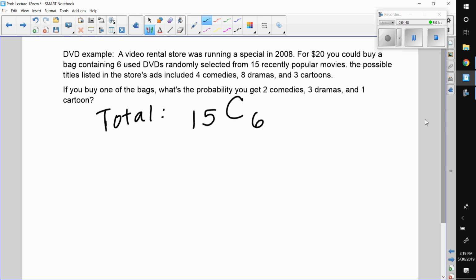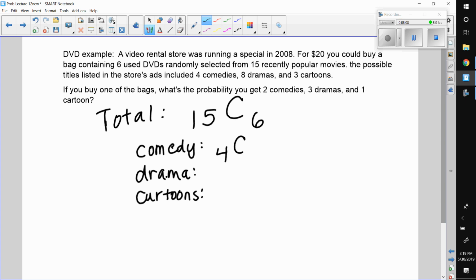So we've got 15 combinations of 6, and then we want to go by each of their separate things. We've got comedy, drama, and cartoons. They told you the total. The total amount of comedies that you could have was 4, and we want to know if we can have a combination of 2. We said 8 for drama. Can we have a combination of 3? And then our cartoons, 3 combinations of 1.